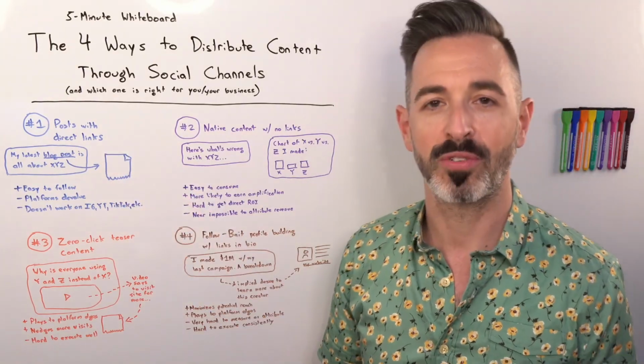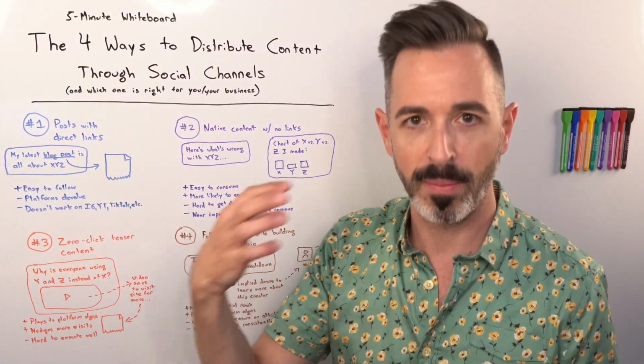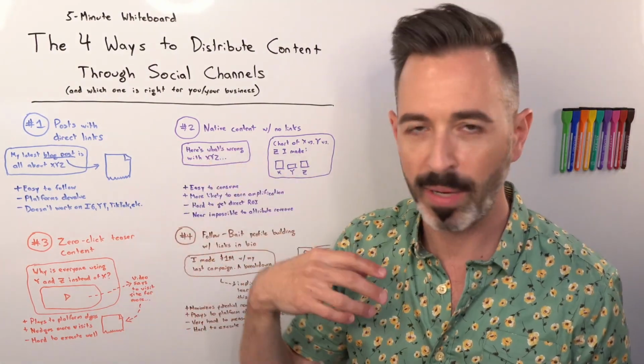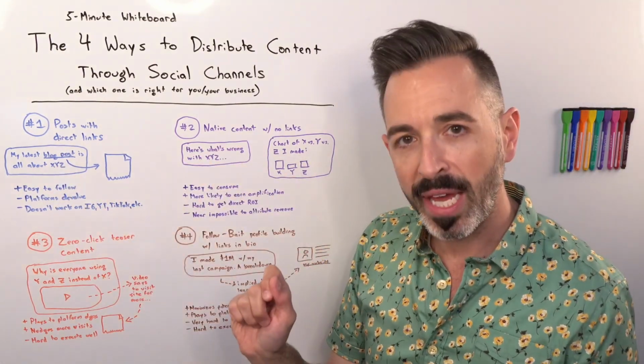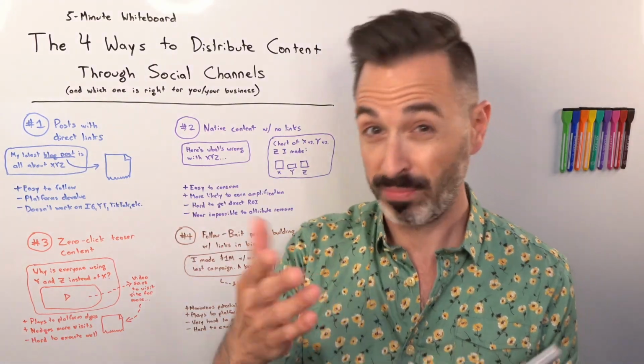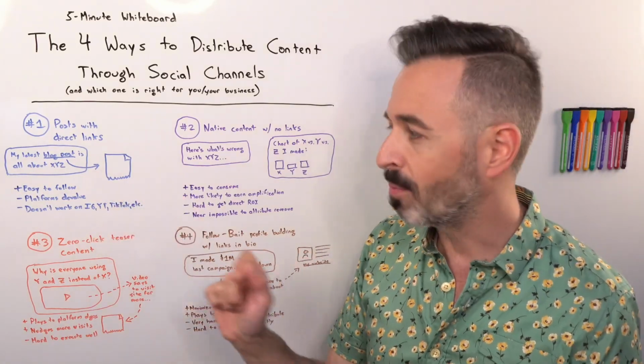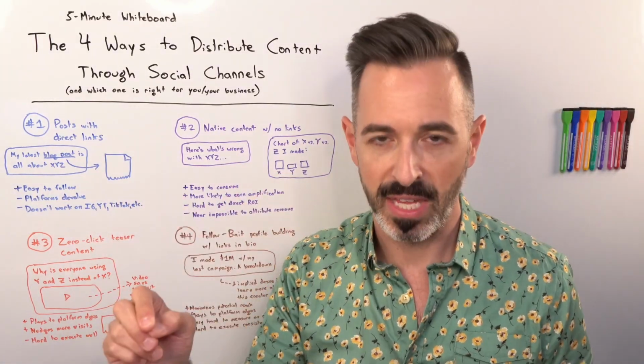First one, post with direct links. I post about XYZ. I've got the blog post maybe sitting on my website. Maybe I have an article or whatever. And so I include the link. This works fine on places like Twitter and LinkedIn. It could even technically work in places like Reddit. They're easy to follow, but the platforms hate these, right?